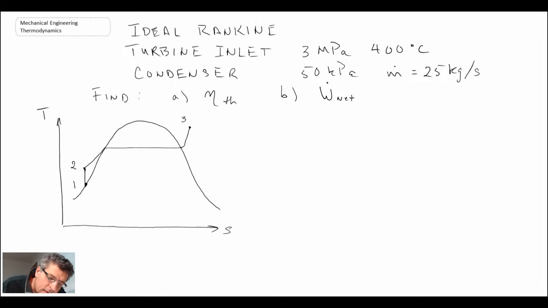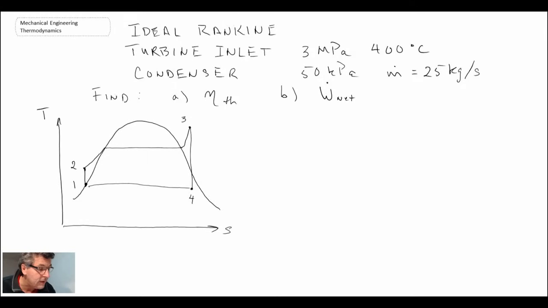That takes us to state 3, and then we come through our turbine and we expand to some point. Right now, we don't know where we are expanding to. It could be superheated, it could be right on the saturated vapor line, or it could be in the two-phase region. And so that will be state 4, and that takes us back into the condenser.